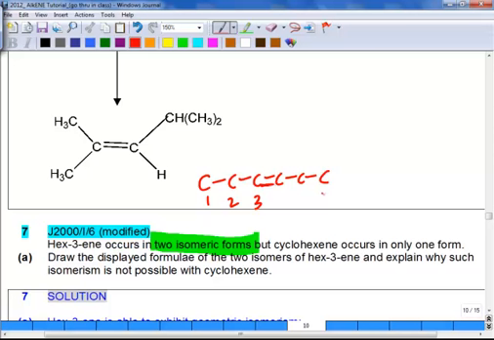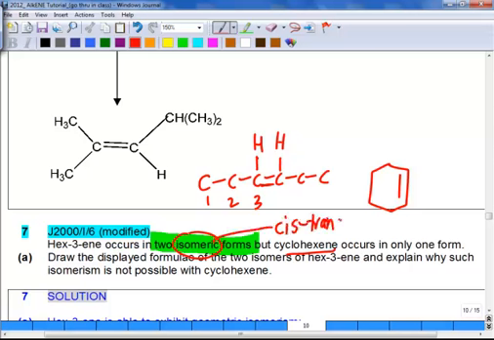Okay, so based on this, you have an H and an H. And cyclohexene, like this, right? Ring. Correct. So over here they say isomeric. What type of isomer? Cis trans. Yes, good. This one must be cis trans. Over here they say draw displayed formula to explain why such isomerism is not possible with cyclohexene.